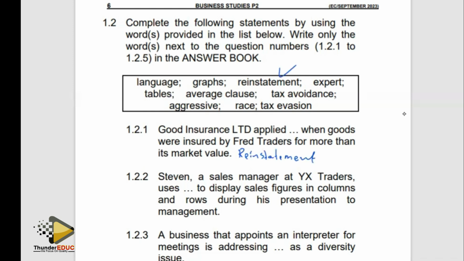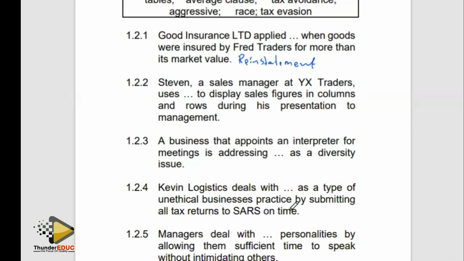Okay, right. So now let's check 1.2.2. So Stephen, the manager at YX Traders, uses dash to display sales figures in columns and rows during this presentation to management. So now it means that this gentleman, when he was administering his presentation, made sure that he uses tables. Okay, so now the appropriate answer is going to be tables.